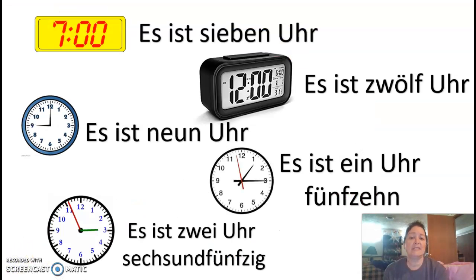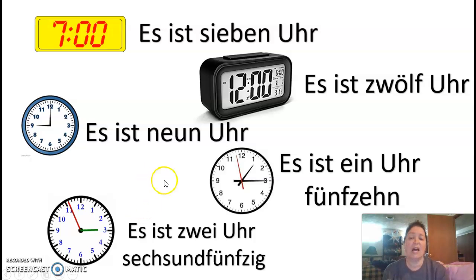Okay, so you learned how to tell time on the hour. Es ist 7 Uhr, es ist 12 Uhr, es ist 9 Uhr. Or if there's minutes after. Es ist 1 Uhr 15. It's 1 o'clock and 15 minutes after. Es ist 2 Uhr 56. It's 2 o'clock and 56 minutes after. You also learned halb. Halb sieben is half of the 7th hour, so it's actually 6:30.